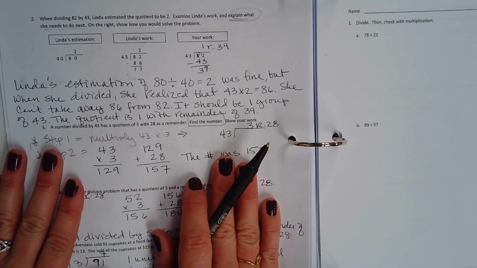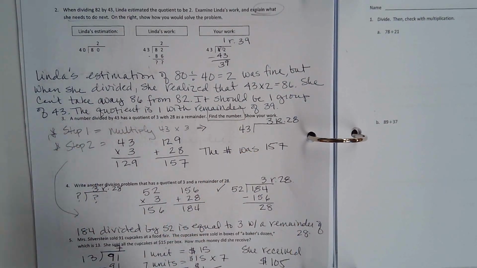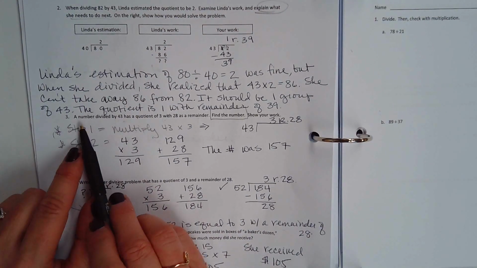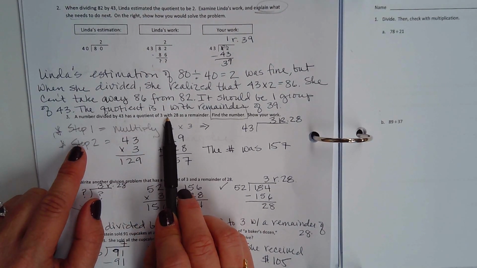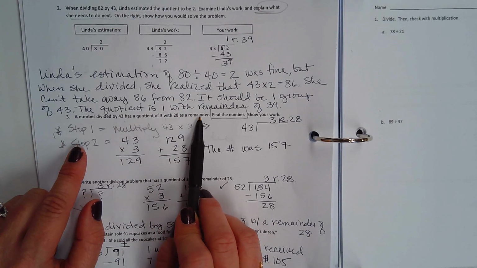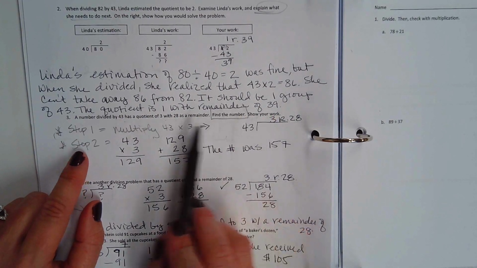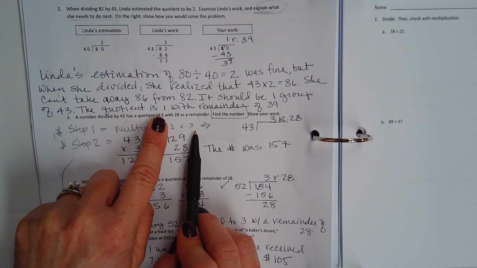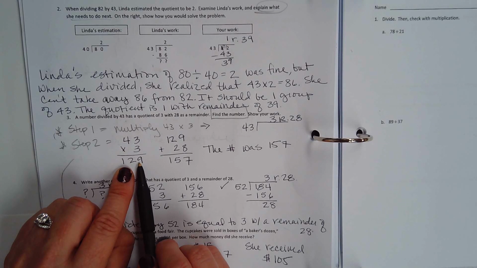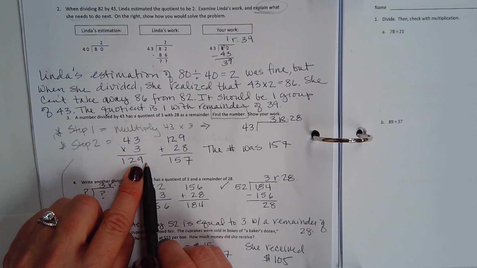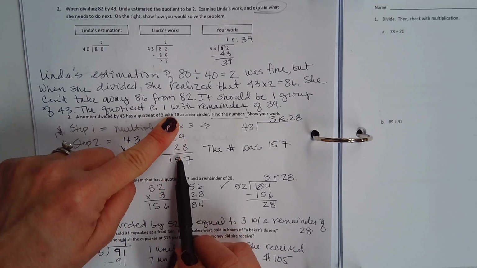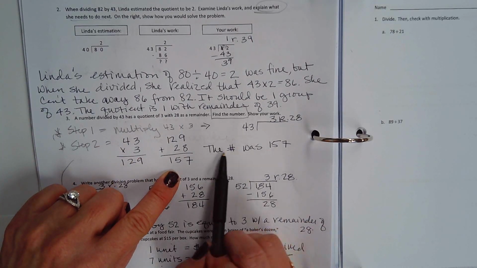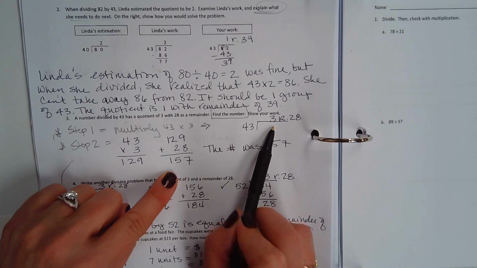All right, this problem for sure, I'm almost positive, is on the end of the module test too. A number divided by 43 has a quotient of 3 with 28 as a remainder. Find the number, show your work. Step 1, multiply 43 times 3. So 43 times 3 is 129. 129 plus 28 is 157. So we know the number was 157.